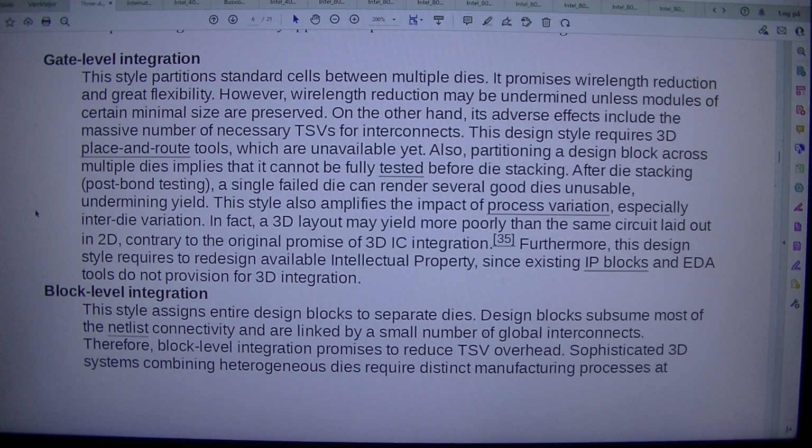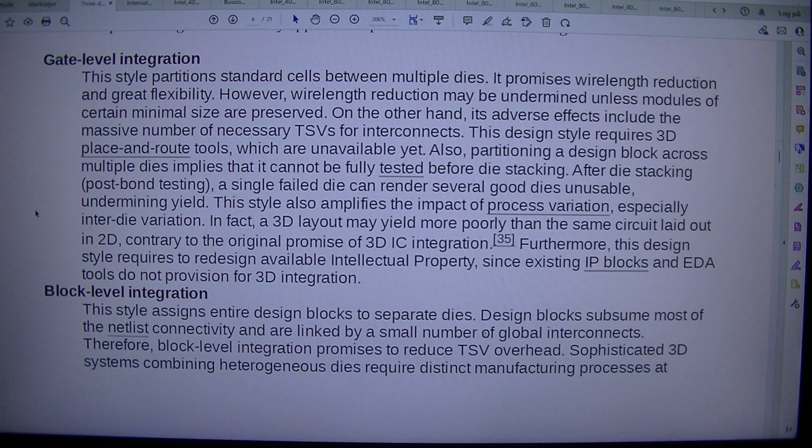Block-level integration. This style assigns entire design blocks to separate dies. Design blocks subsume most of netlist connectivity and are linked by a small number of global interconnects. Therefore, block-level integration promises to reduce TSV overhead.